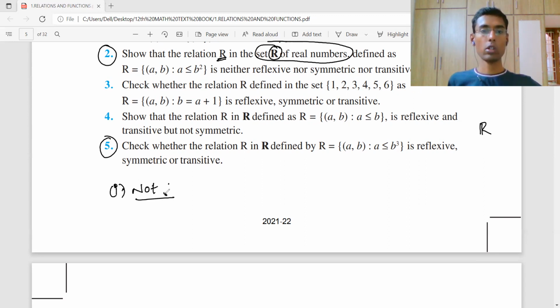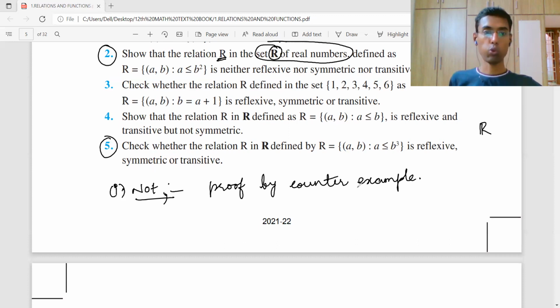How do you prove when it is not? Prove by counterexample. This is one of the ways you prove. Disprove. Whenever you have to disprove, you have to give a counterexample. Is that okay? Yes, sir. So you have to give now.